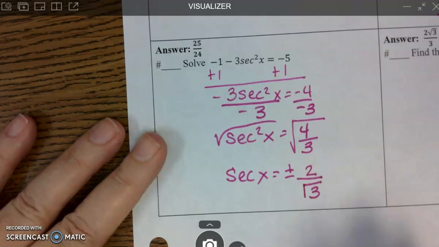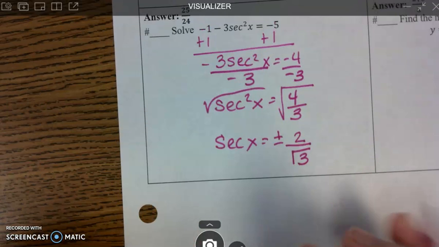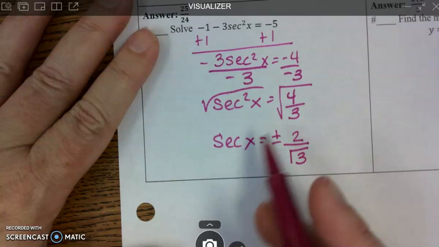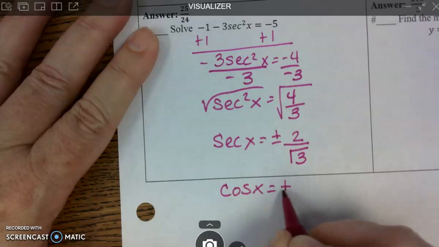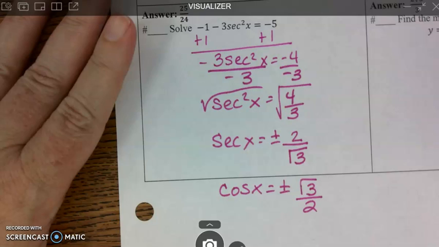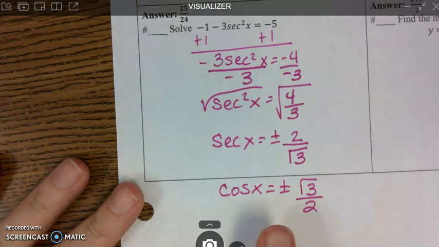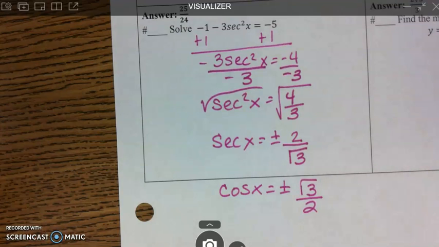Now what I have noticed, a lot of people were rationalizing. Don't rationalize, because we've got to get in terms of sine and cosine. So the reciprocal of secant is cosine, and we're going to flip it. And now that's really nice. So remember, this says I need 4 answers. And I want cosine to be the square root of 3 over 2. I just don't care whether it's positive or negative.